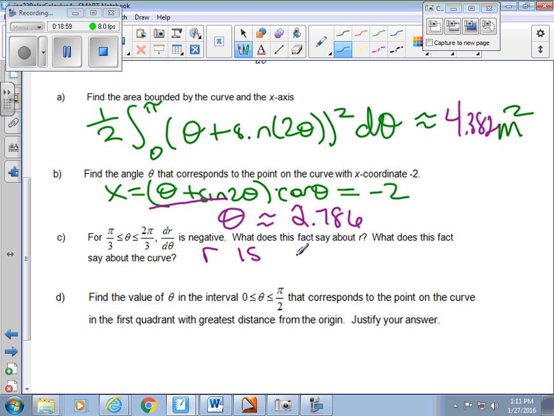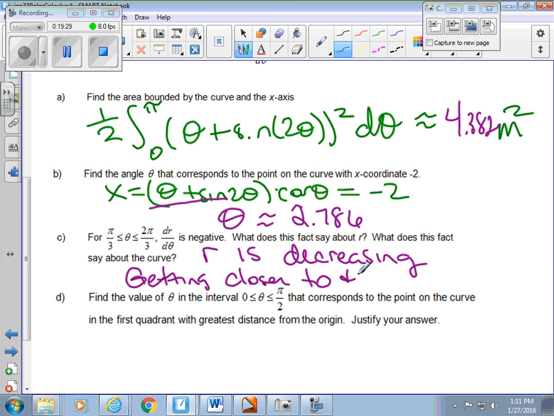R is decreasing. What is r? It's the radius, right? So the radius of the graph is decreasing as theta gets bigger from pi over 3 to 2 pi over 3. What does it say about the curve if r is decreasing? Good. Or you could say the pole, same thing as the origin.